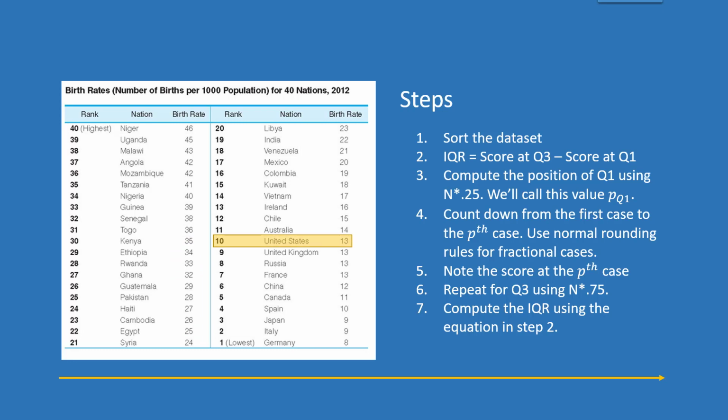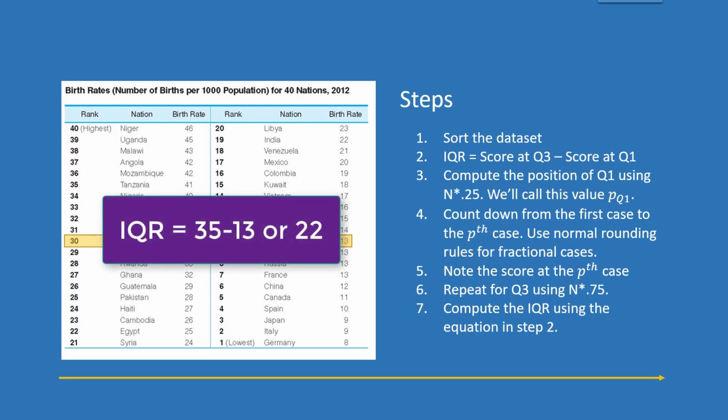We repeat the process for the third quartile. Here we have 40, again the number of cases, times 0.75. This equals 30. We've got these cases numbered in the table, so the 30th case would be this one here. The score here is 35. If we subtract 13 from 35, we get 22. So for this data set, the interquartile range is 22.